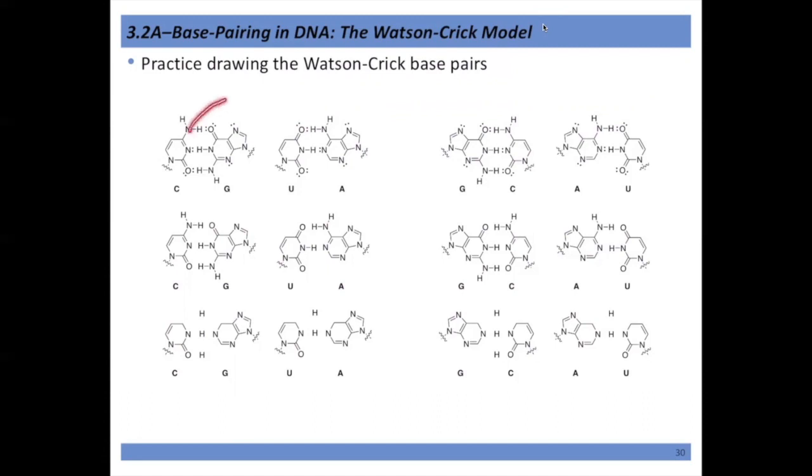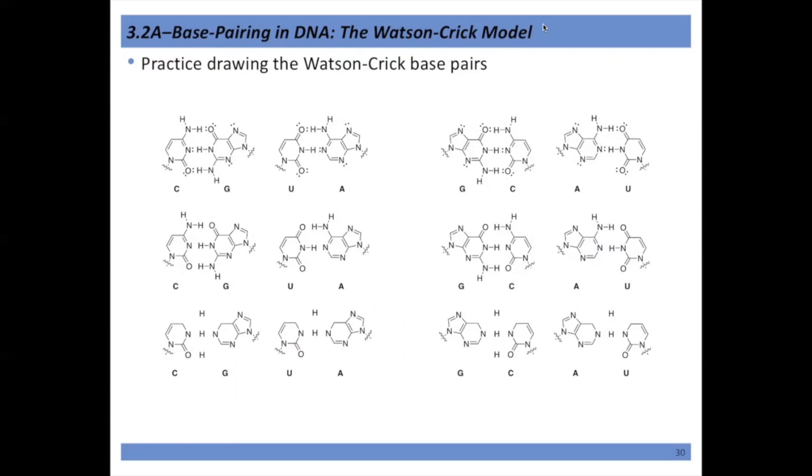In fact, C and A both have this amine at the top, so those wouldn't base pair. And then they would both have these lone pairs that would repel each other. So that's where we get the fidelity in this base pairing, due to these complementary patterns. And again, this is just a way for you to practice drawing these.